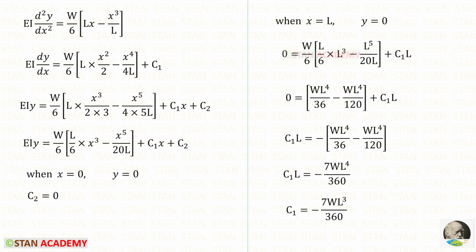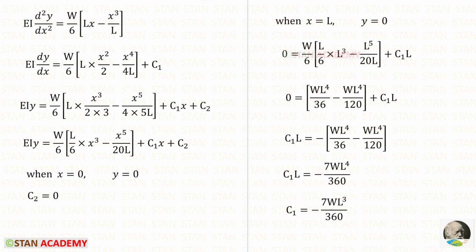At the point B also, there is a vertical support. So when x is L, the deflection y will be 0. In this one, we have to apply these, and for C2, we have to apply 0. Using a calculator, we can add these two terms. When we add, we will get this. Then we can eliminate L. Here it will be cube. For C1, we will get this.